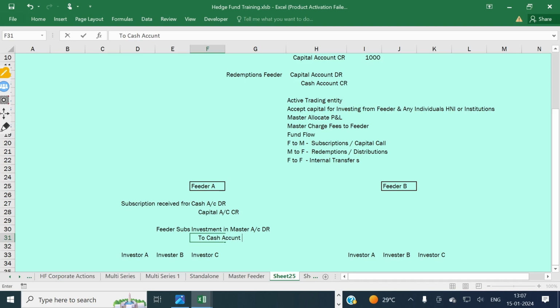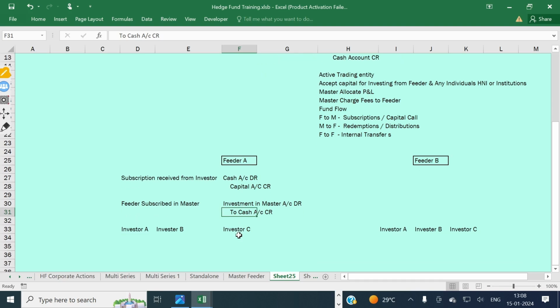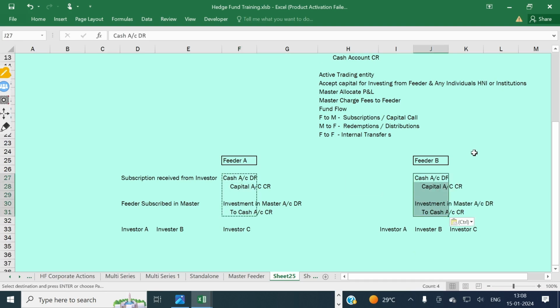Account credit. You have feeder now. Condition is first you have received subscription from investor, and then second is feeder subscribed in master. So feeder will treat it as an investment. A very important one. Same entry you would see here as well, so that you can prepare.